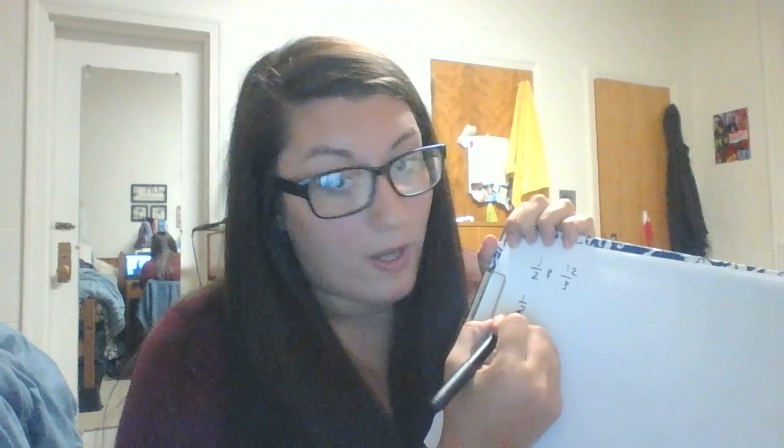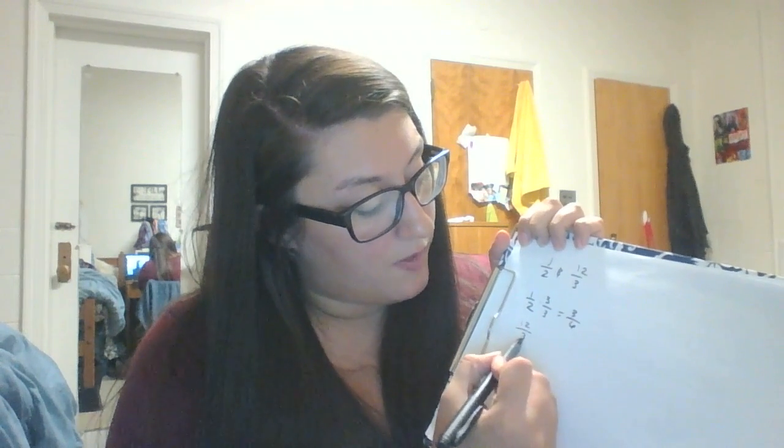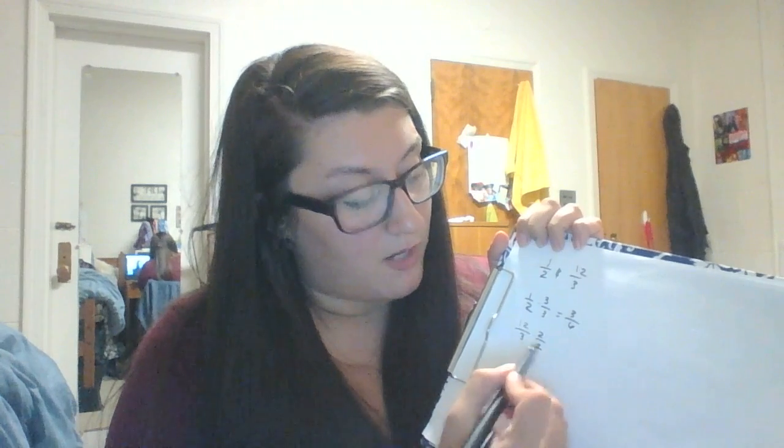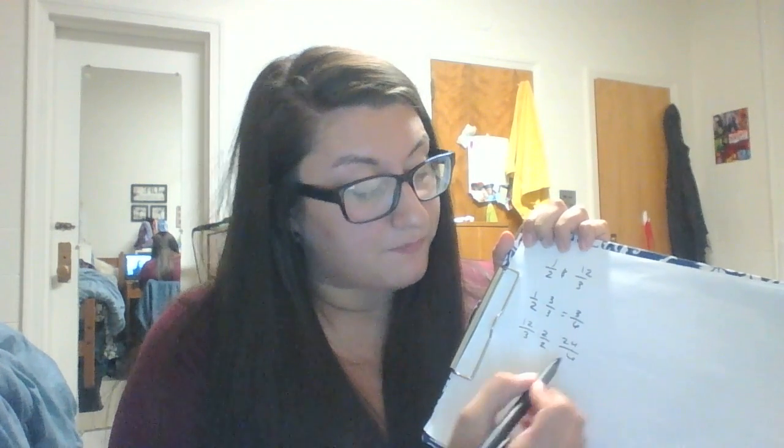So you're going to take 1/2 and multiply the top and the bottom, or the numerator and the denominator, both by 3/3. And this is going to get you 3/6. You have to do the same thing with 12/3. So you're going to take 12/3, and multiply the top and the bottom, or the numerator and denominator, by 2. And this is going to get you 24/6.